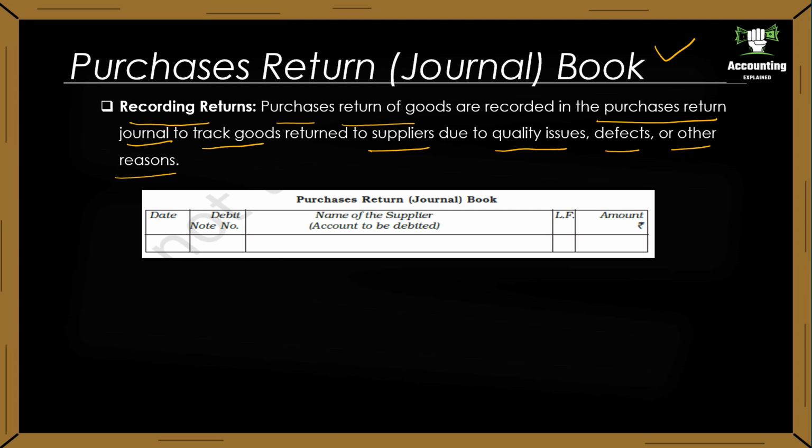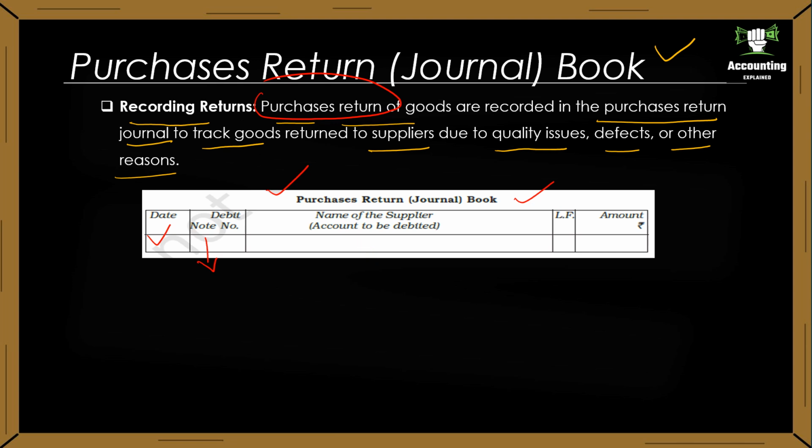Now let us see the format of the Purchases Return Journal Book. This is the format, and you have to maintain this format for the exam also. The heading is Purchases Return Journal Book. First, the date of return, then the debit note number. We have to raise a debit note for returning the purchases, so that debit note number should be written here. Then the name of the supplier to whom we are going to return the goods.